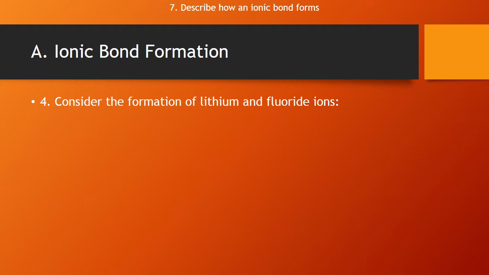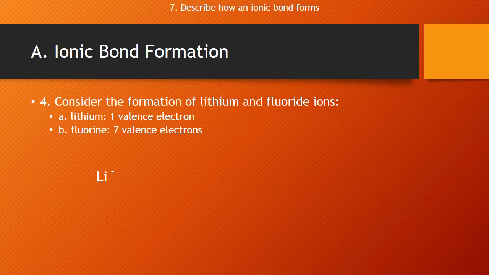So let's consider the formation of the lithium ion and the fluoride ion. Recall lithium has one valence electron because it's in the first group, and we might represent it like so, where we use the symbol for lithium, and the single dot we draw next to it represents its one valence electron. Recall the electrons we're really concerned with are just the valence electrons. We recognize that lithium has more than one electron, but we're really only worried about those valence electrons.